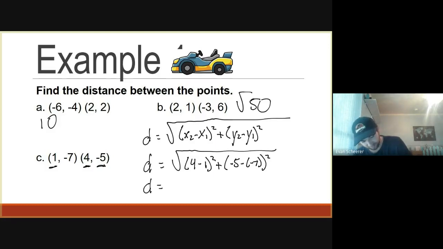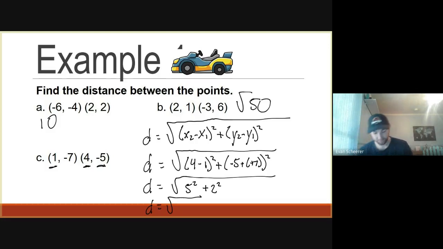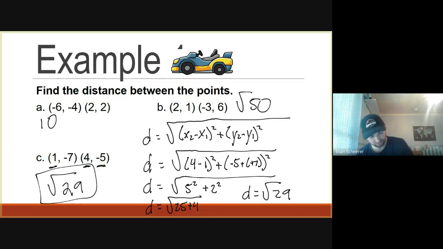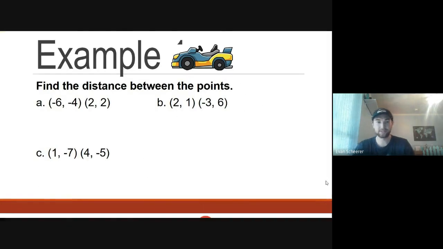So distance equals 5 squared plus, well, negative 5 minus negative 7 is negative 5 plus 7, right? Negative 5 plus 7 is going to be a 2, so that's 2 squared, and then you have the square root. So distance here equals square root of 25 plus 4, so distance equals square root of 29. So these are your three answers: 10, rad 50, and rad 29. All right, let's go ahead and go to the next example.